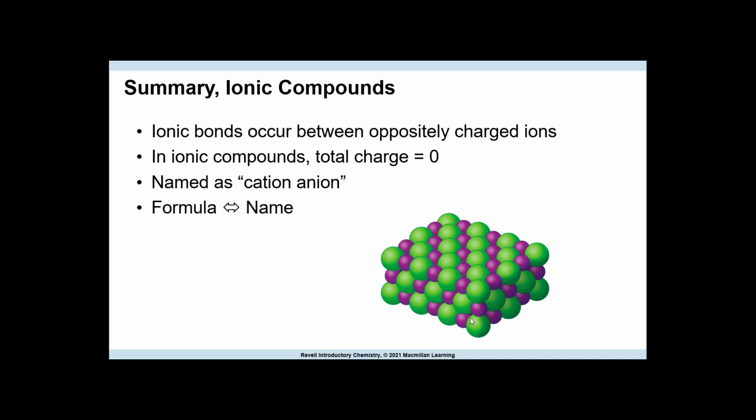In summary, ionic bonds occur between oppositely charged ions. In ionic compounds, the total charge has to equal 0. We name the cation, then the anion, and you should be able to jump very easily between the formula and the name.